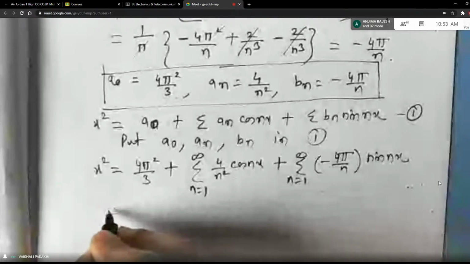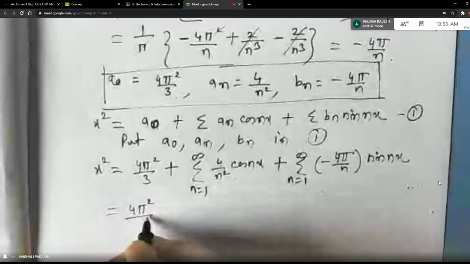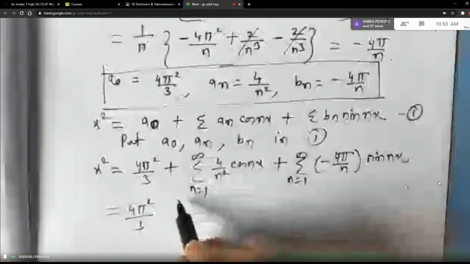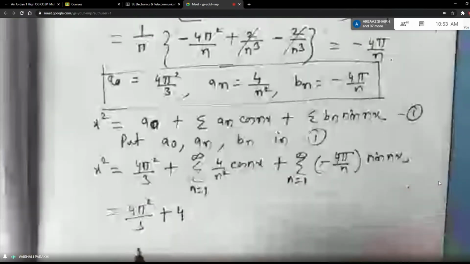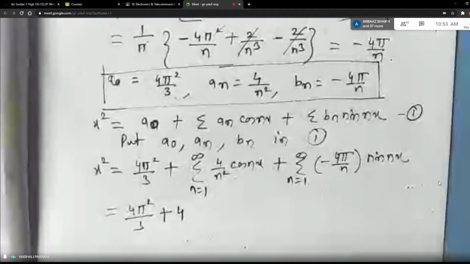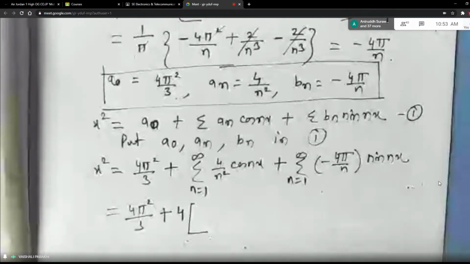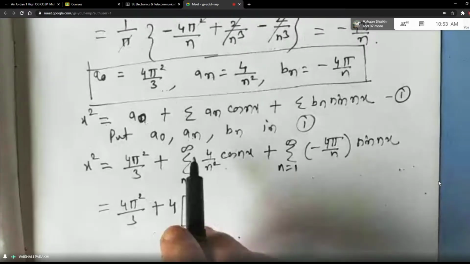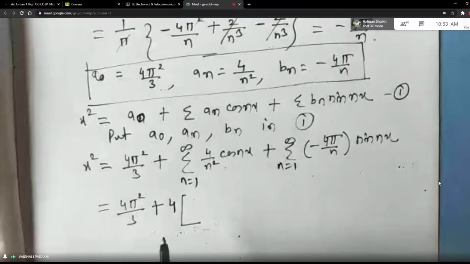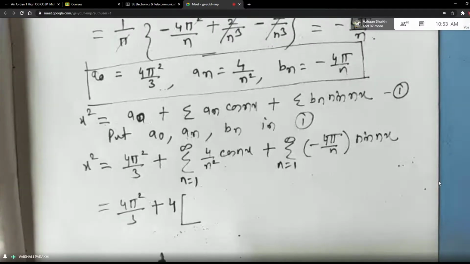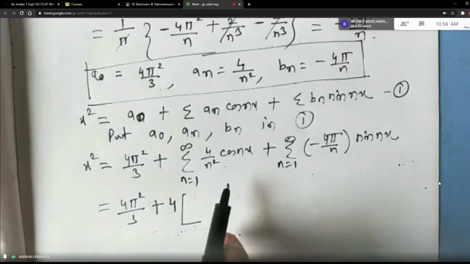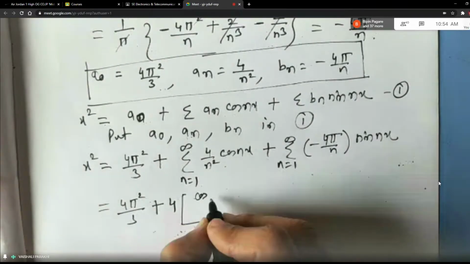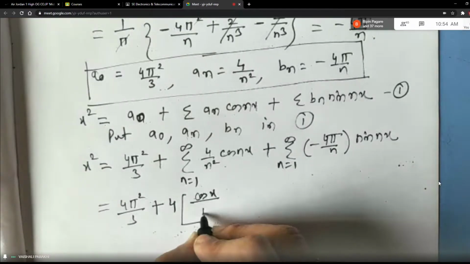Now, see this step carefully. 4 pi square by 3 I am not touching. Now from this summation, 4 is independent of n, right? So I am taking 4 out. And now see, students, new students also, because you have not learned series, n is from 1 to infinity, right? I want to write the first few terms of this expansion. First I will replace n by 1. So how will it be? Cos of 1 into x is cos x upon 1 square, right?